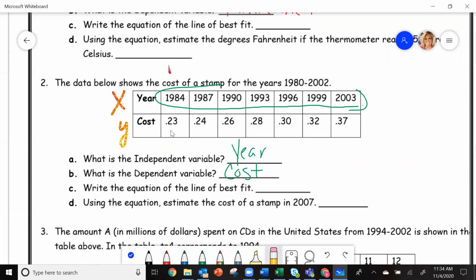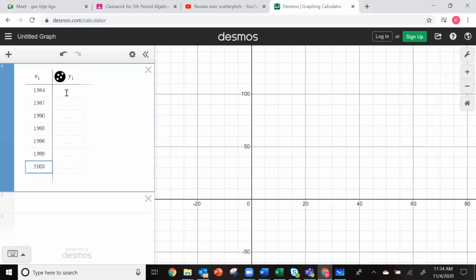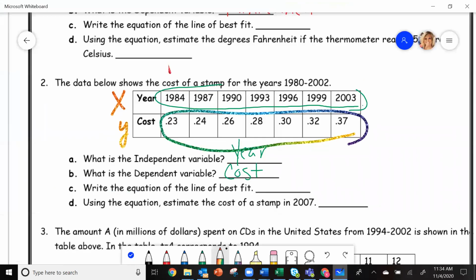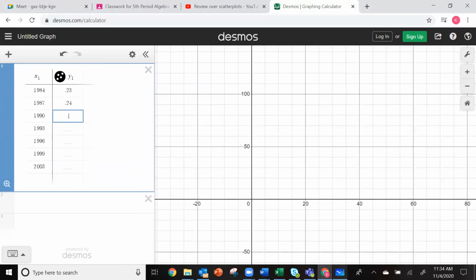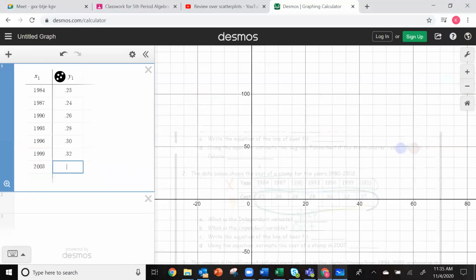Now in the next spot, in the Y spot, I'm going to put these numbers. I'm going to put 0.23, enter, 0.24. Before I press enter, let me look at them again. 26 and 28, so enter, 0.26, enter, 0.28, enter. 30 and 32, 0.30, 0.32. And the next one is 0.37.